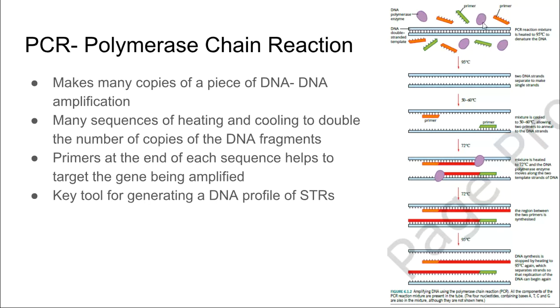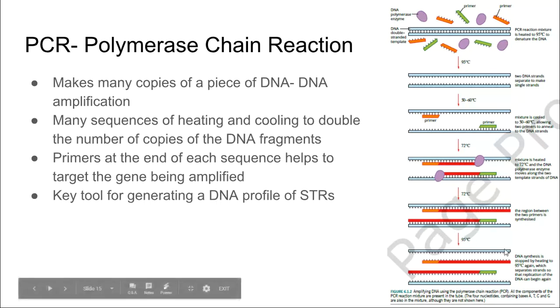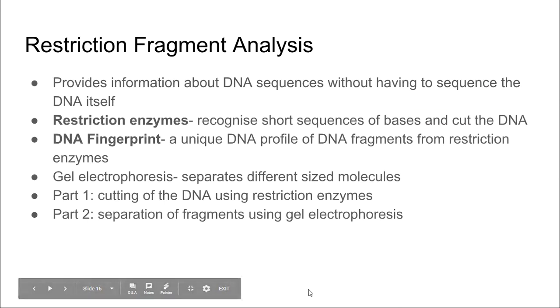So we can see here we've added the primers, and these bind to a specific section of the DNA, which allows us to then copy the length of the DNA that we want. Then it undergoes this heating and cooling to allow it to amplify, and we get more copies, and this process continues.